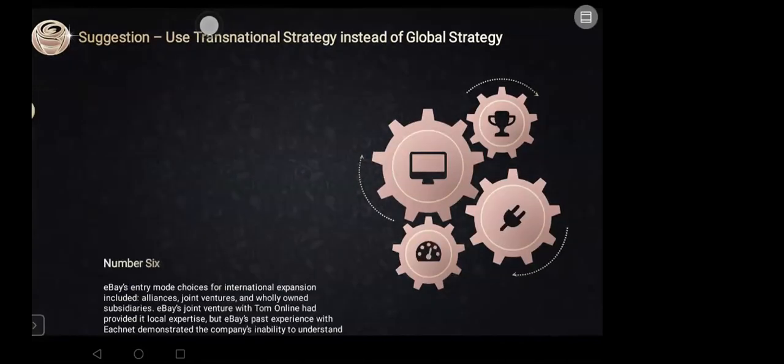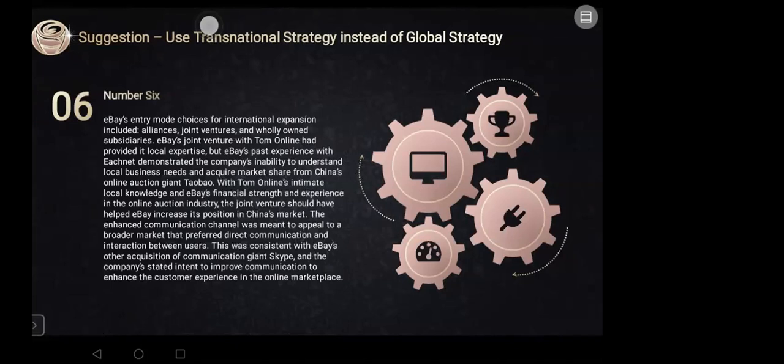And all these are the points that he's trying to say. International expansions include alliances, joint ventures, and wholly owned subsidiaries. Like it was mentioned before, eBay's joint venture with Tom Online provided local expertise and all that.